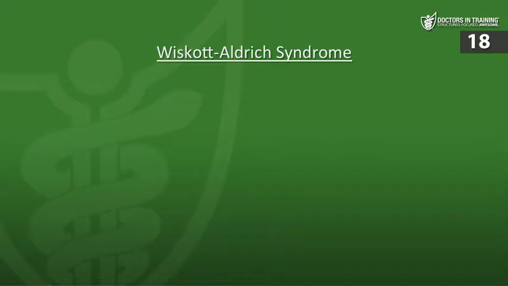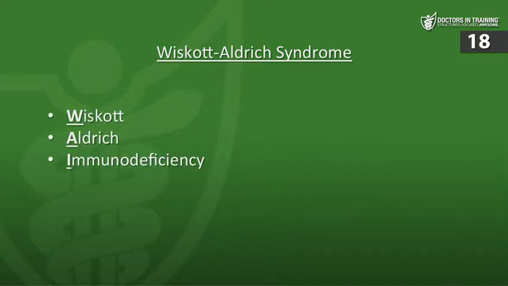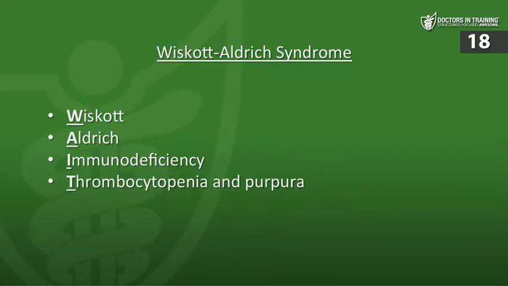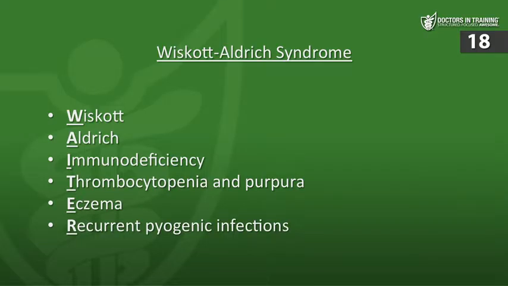All right, let's go over the answers. First one, what would you expect to see in a patient with Wiskott-Aldrich syndrome? Remember the mnemonic for Wiskott-Aldrich is WAITER. The first 2 letters, W and A, are for Wiskott and Aldrich. Then you have I for immunodeficiency, T for thrombocytopenia and purpura, E for eczema, and R for recurrent pyogenic infections. Then you can also have deficiency of IgM antibodies and elevated IgA antibodies.